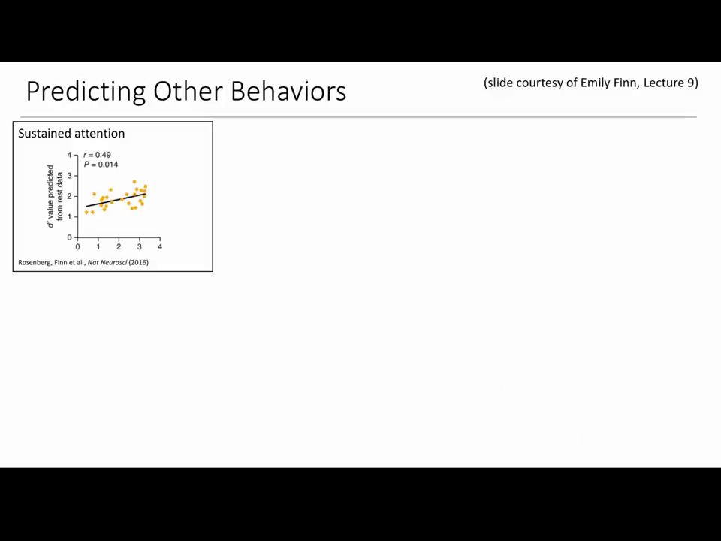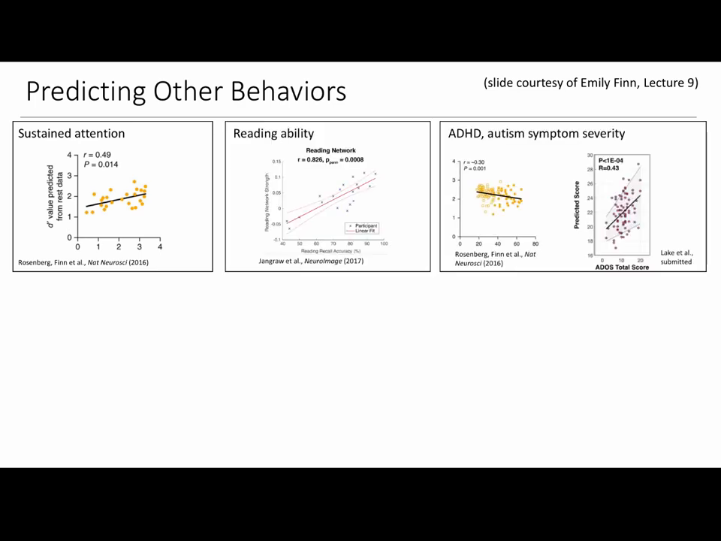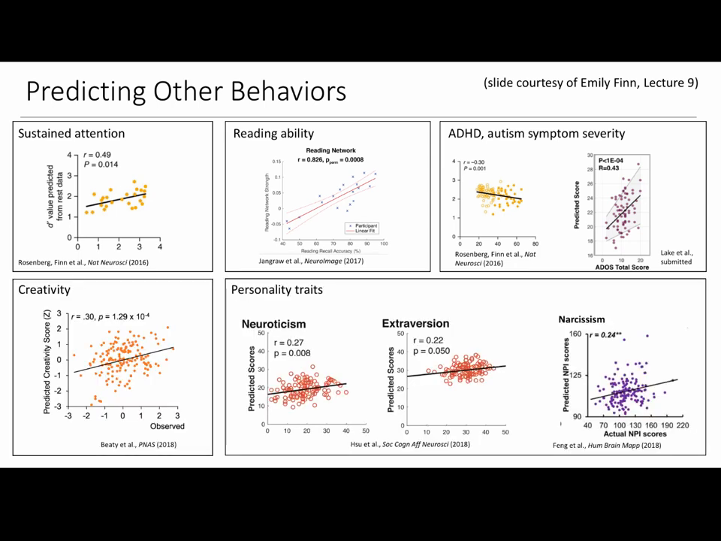I'll get to it later. But this method is used in a number of different studies. Even though it's very simple, it's been used successfully to predict sustained attention, reading ability, which we'll talk about later, ADHD and autism symptom severity, creativity, and even personality traits like neuroticism and narcissism.